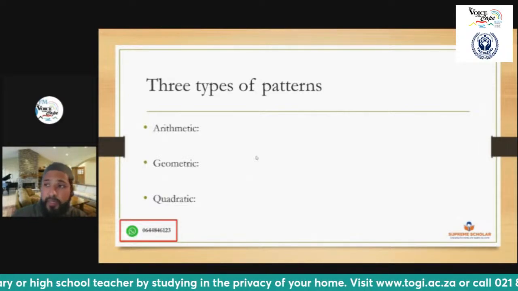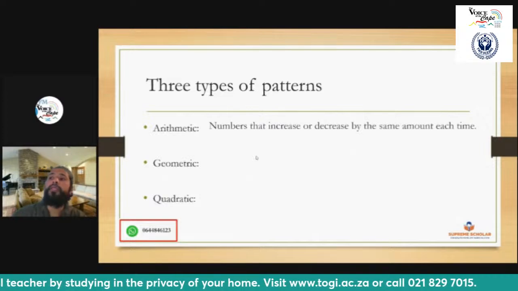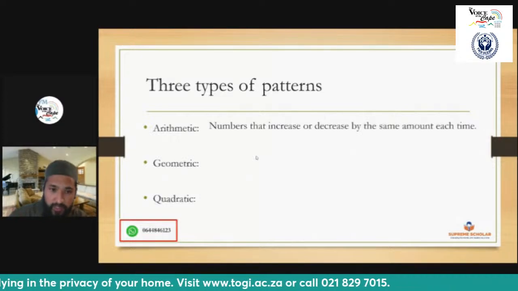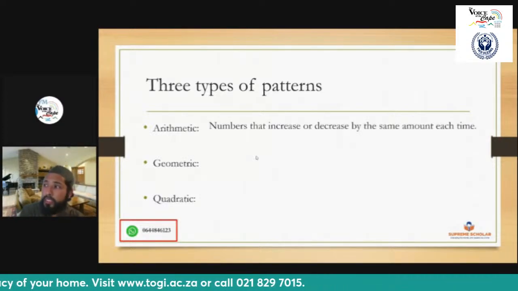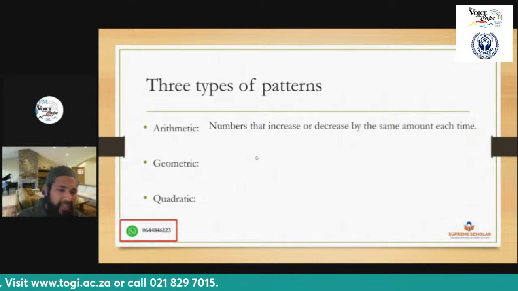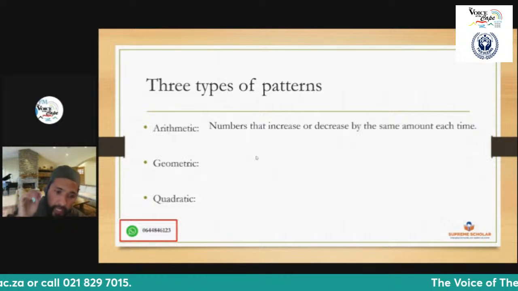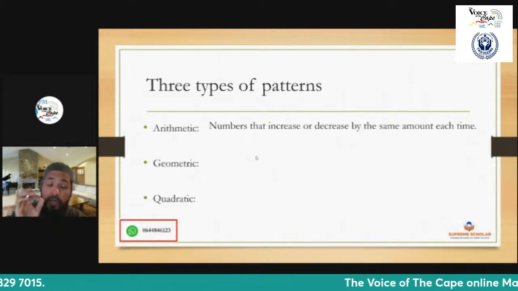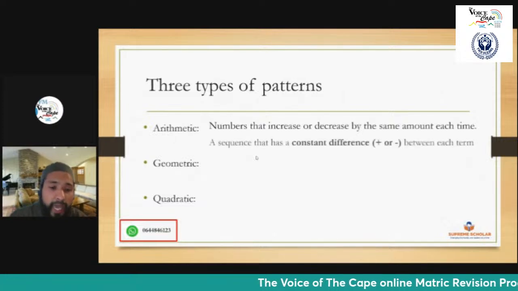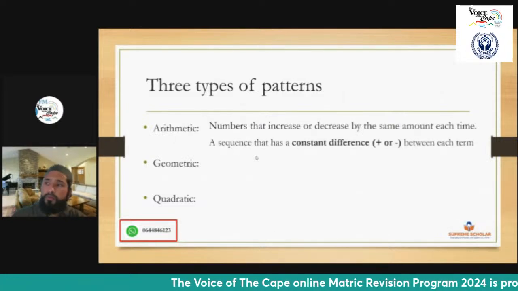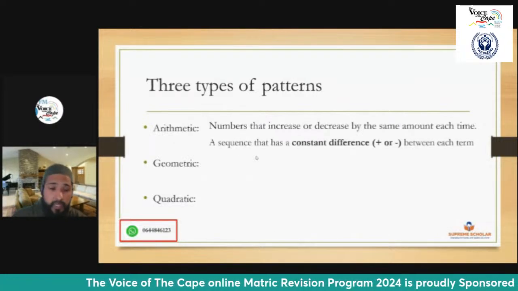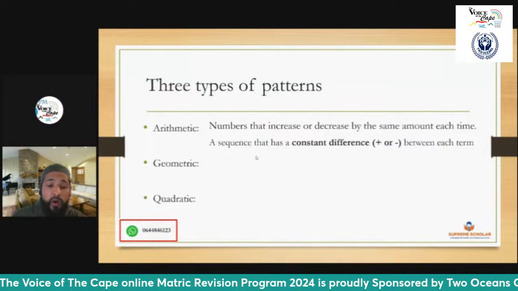So what is an arithmetic pattern? An arithmetic pattern is simply numbers. It's a pattern of numbers that increase or decrease by the same amount each time. In other words, a very important defining feature of an arithmetic pattern is that it has a constant difference. That's all. An arithmetic pattern is simply a sequence that has a constant difference.